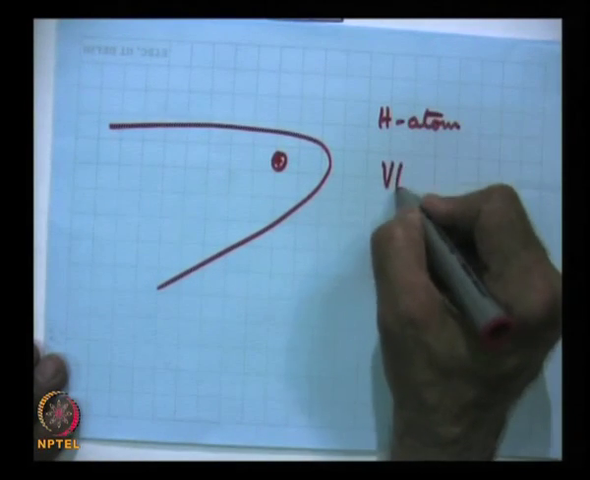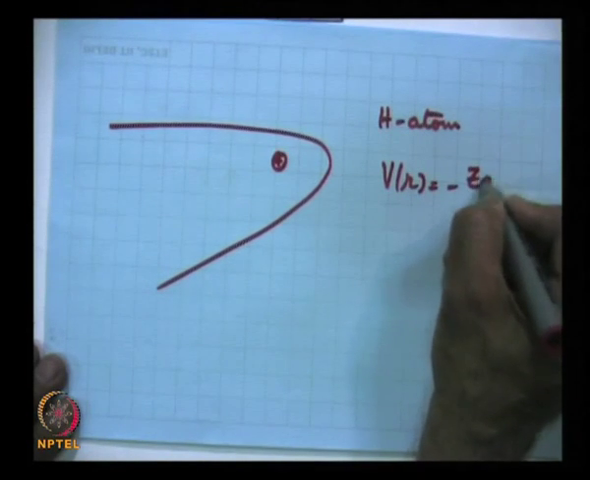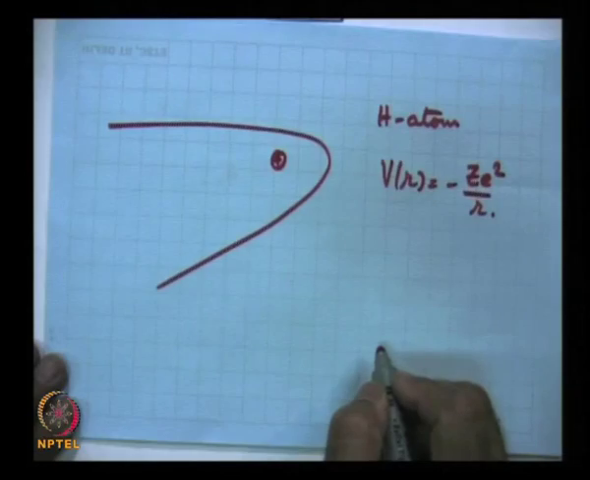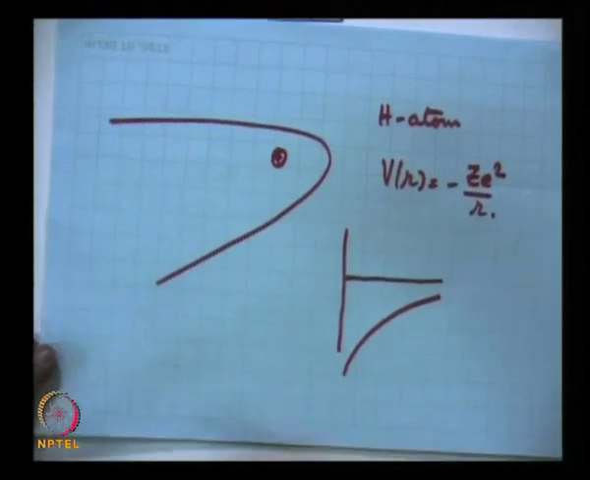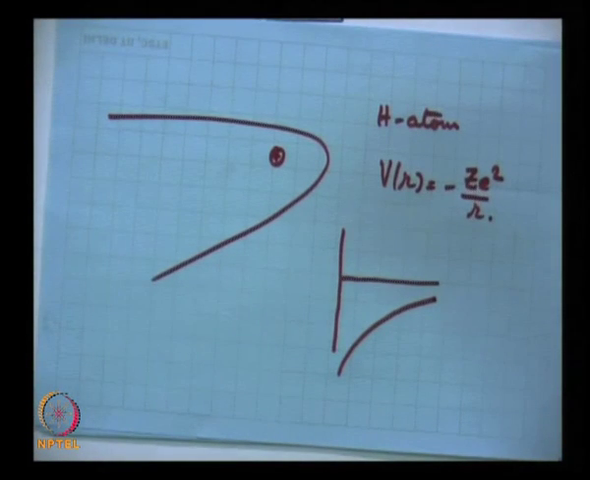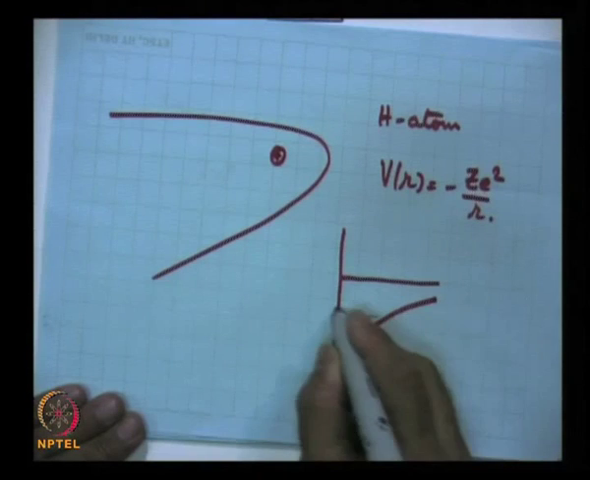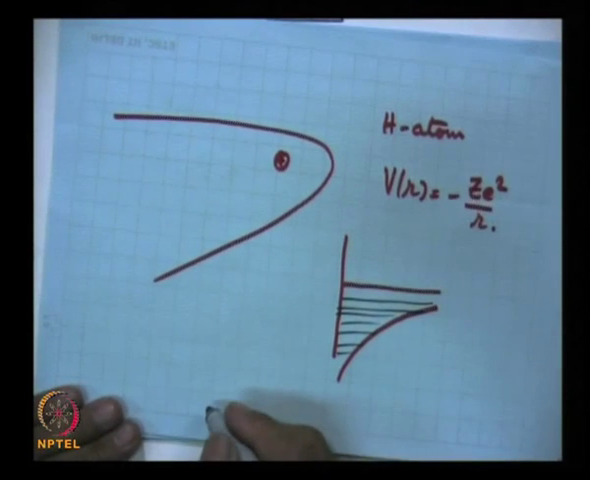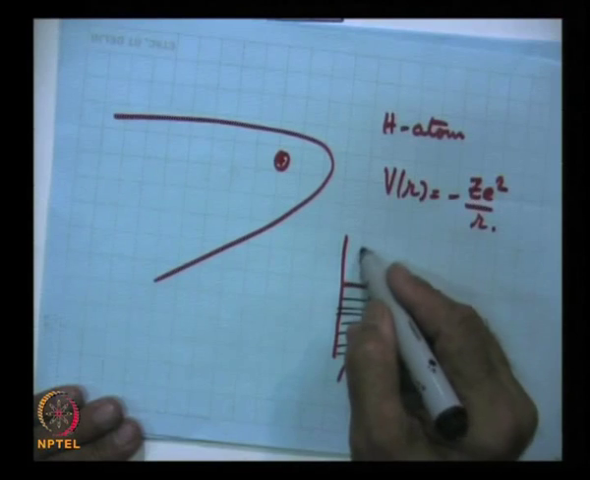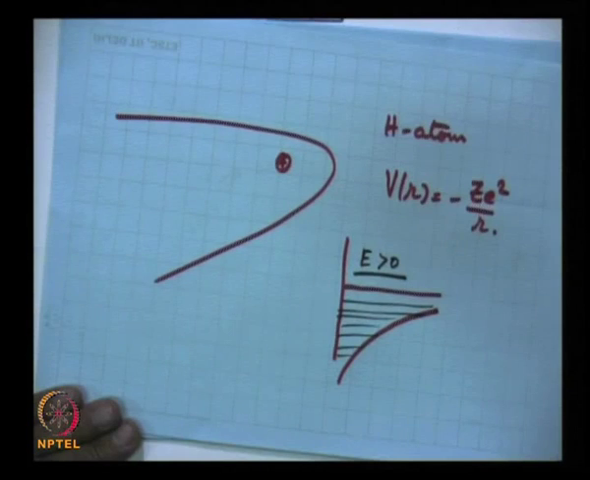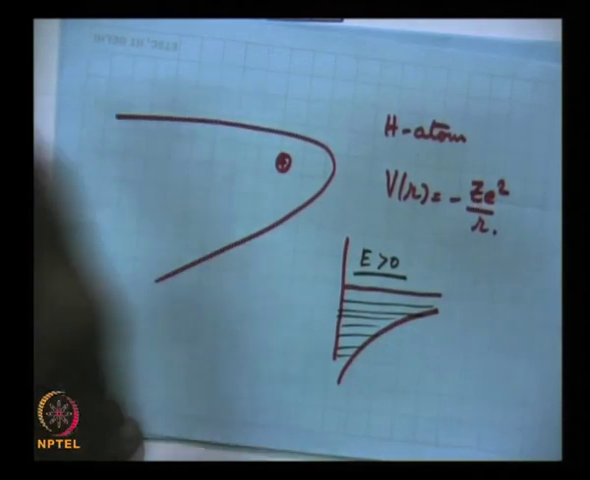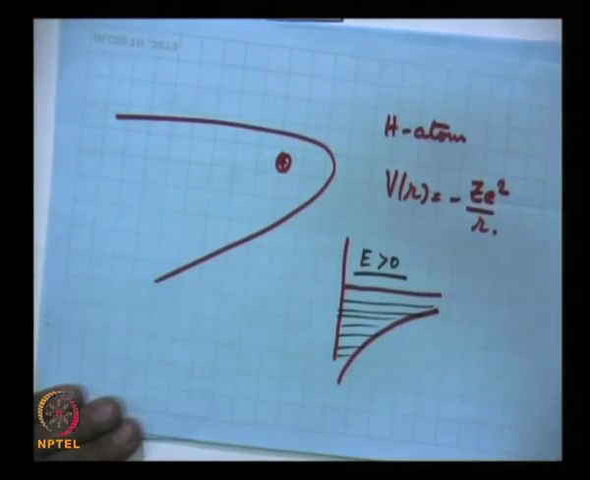So, in the hydrogen atom problem, the potential energy function is given by minus Z e square by r, and if you plot this, then you will have a set of discrete states, in fact an infinite number of discrete states. These lead to the hydrogen atom spectrum, and for E greater than 0 you will have a continuum of states in which a particle will come from a large distance, interact with the proton and get scattered. That is the famous Rutherford scattering that hopefully we will discuss at a later time.